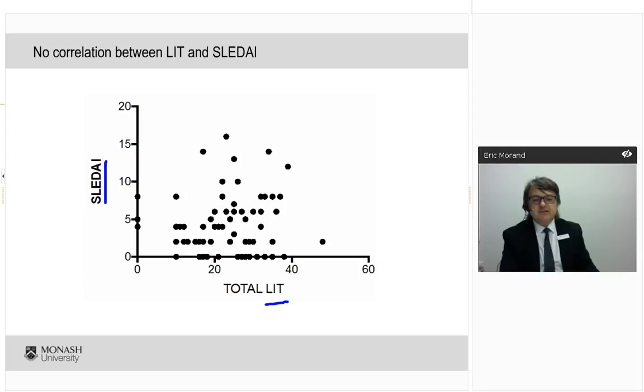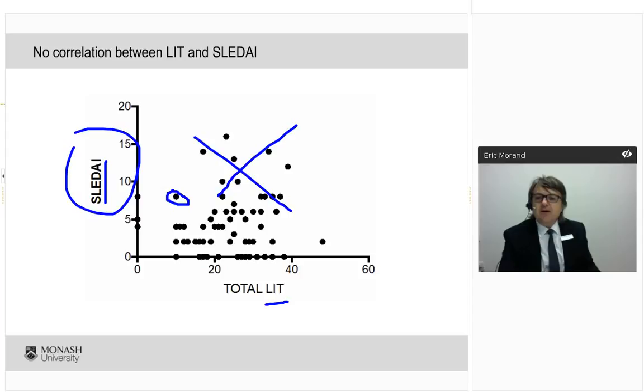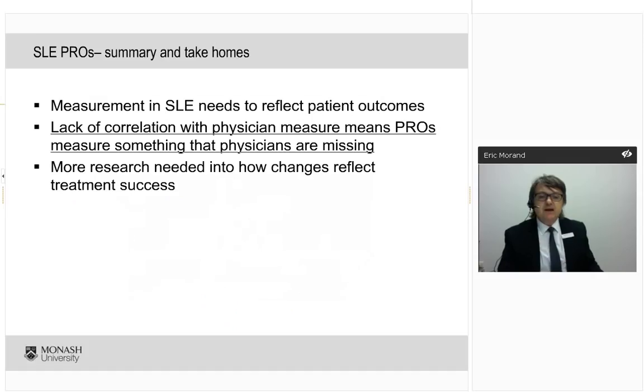And for each patient, each dot is a patient, and it plots a relationship between the two on a graph. And what this graph shows is that there's no correlation between what the doctor thinks is going on and what the patient thinks is going on. Now, that's a pretty serious thing to discover, that the things the doctors are measuring in their patients are actually not the things that the patients care about. And this is really a pretty devastating piece of information for someone in my position who's been treating lupus patients for 20 years, to discover that the things that we care about and we measure are actually not the same things that the patient cares about.